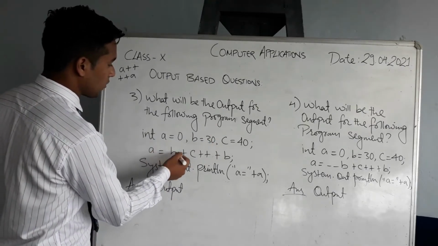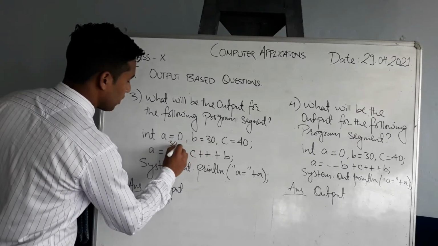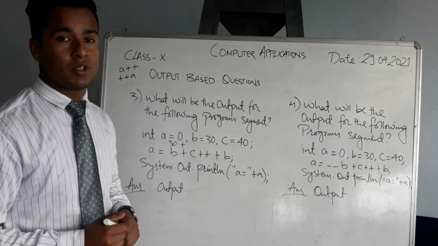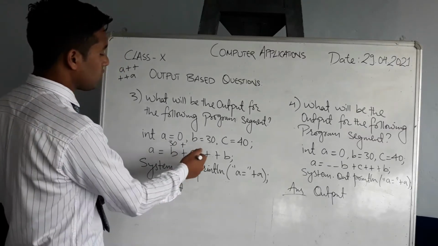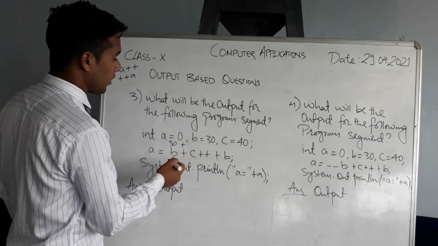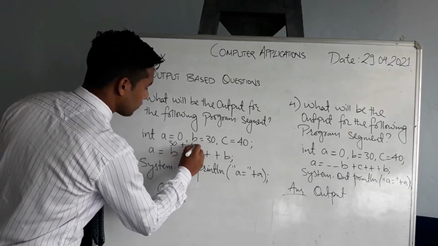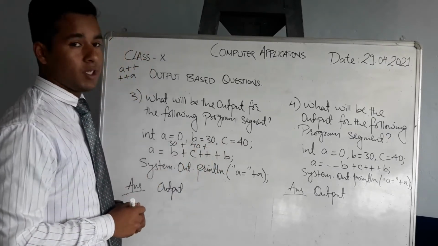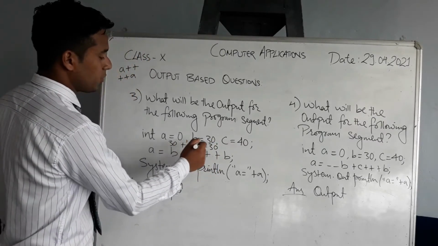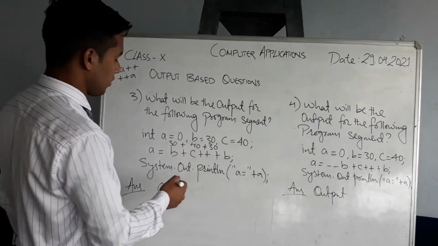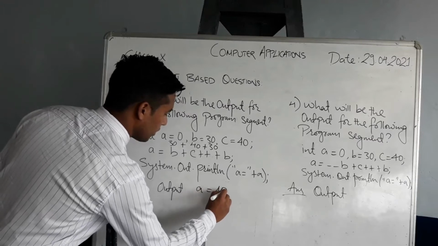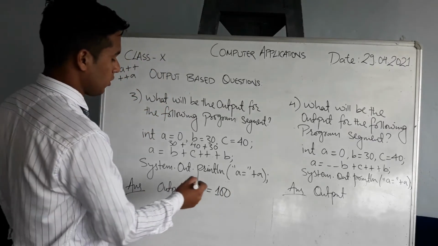A equals b. The value of b given here is 30, plus c. Now here c++ is mentioned. c++ means postfix, and we have to follow the rule given for the postfix, where the value remains the same. So the value given for variable c is 40. So 30 plus 40 plus, the value of b again is 30. So 30 plus 40 plus 30 will give you the output for variable a, which is a equals 100. This is how you have to write the output.